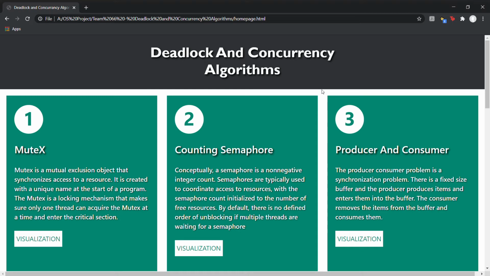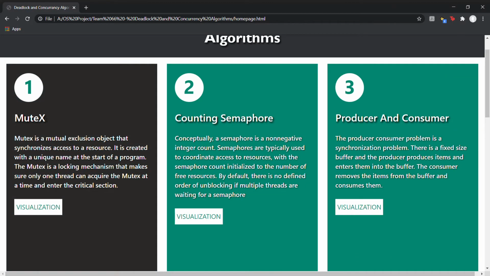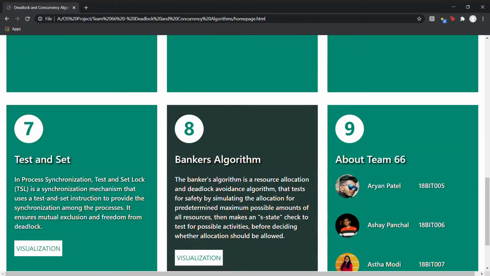Team number 66 of Operating Systems Lab. Our topic is Deadlock and Concurrency Algorithms website. We had to make a website entailing various algorithms that could be used to avoid deadlock or concurrency in an operating system. We have implemented 8 algorithms ranging from Mutex to the Banker's algorithm.